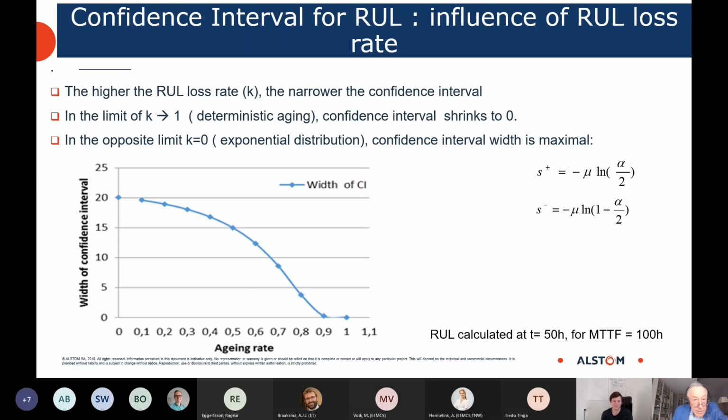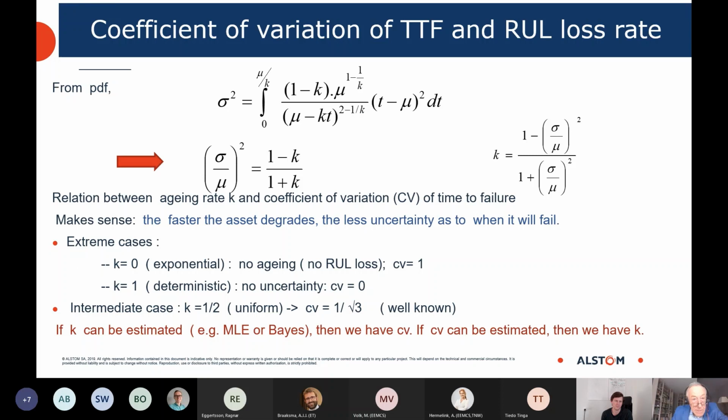And this can actually be materialized if you calculate the variance of the distribution. You have then the coefficient of variation, which is given in terms of the slope k by this formula, which actually can be inverted, and you have this. This is called the homographic law, something. So it shows the relation between the aging rate and the coefficient of variation.